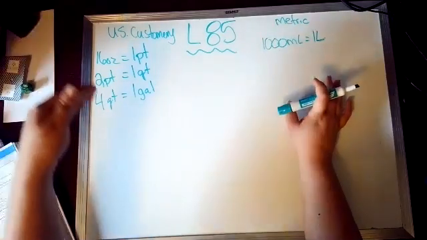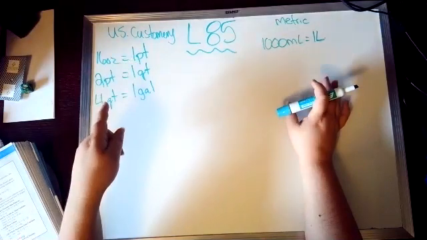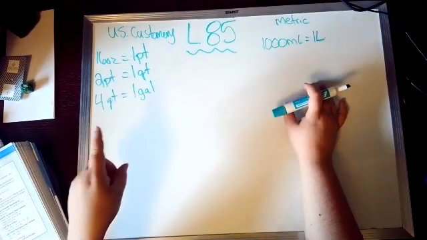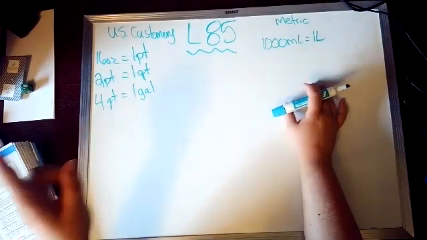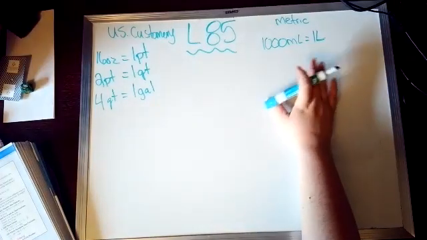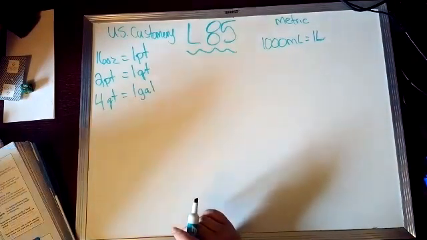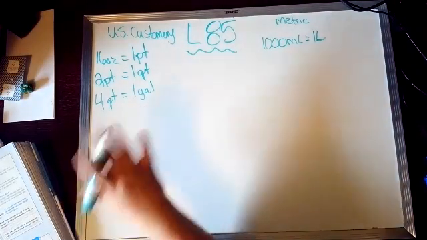This is the US customary system. It has 16 ounces in 1 pint, 2 pints in 1 quart, 4 quarts in 1 gallon, and then the metric system is 1,000 milliliters to 1 liter. So we're going to take a look at switching some of these.